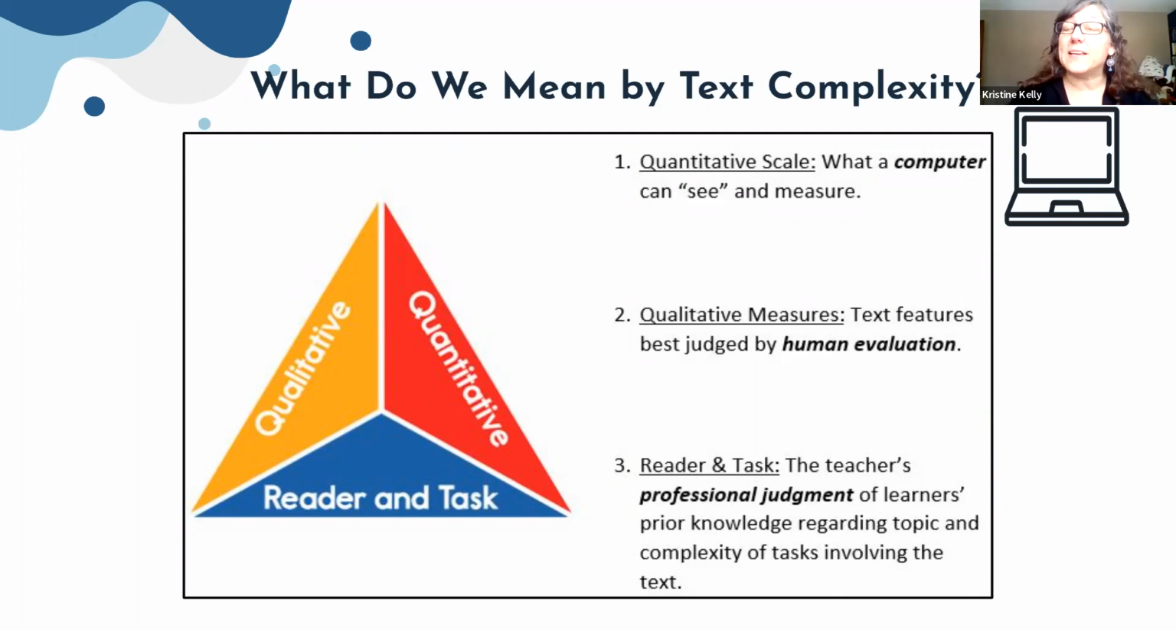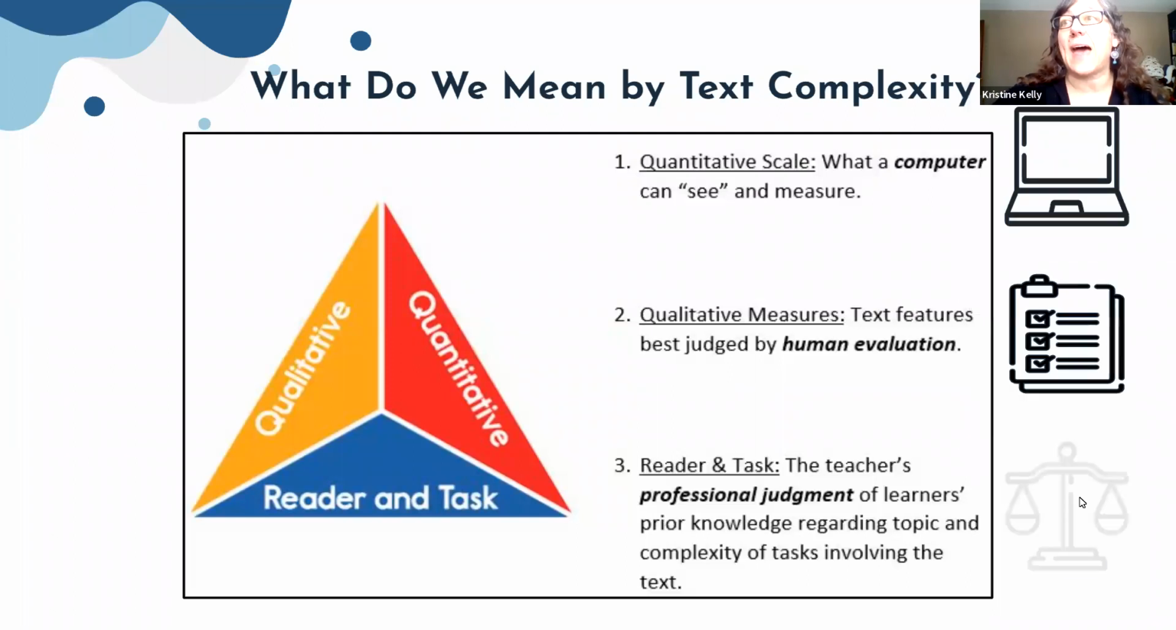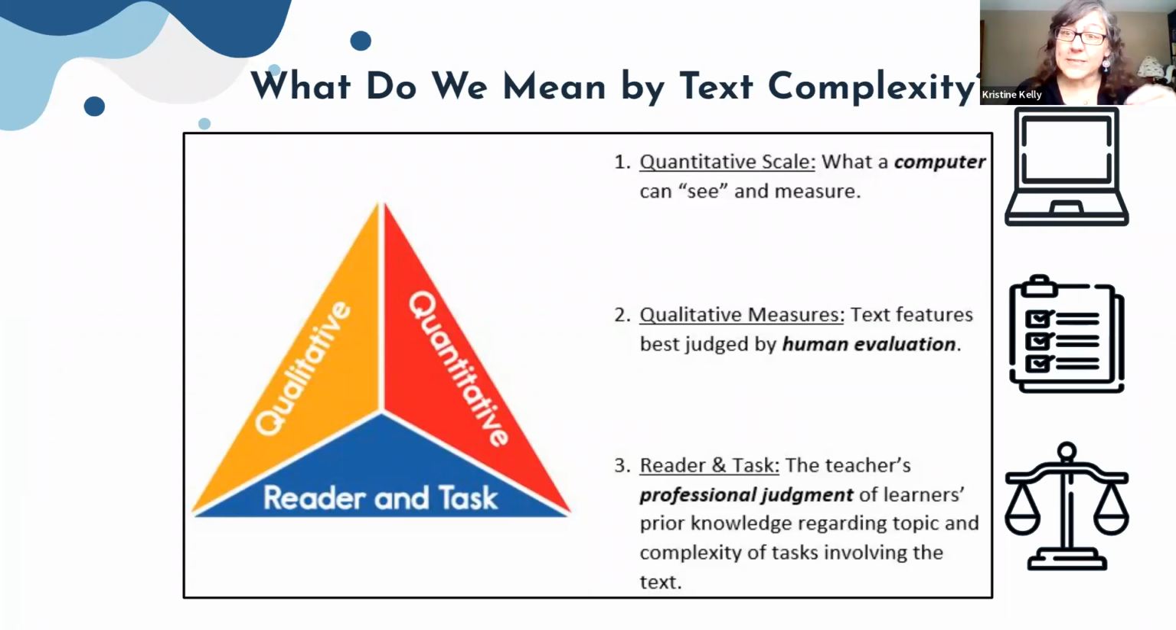And then finally, we also do the reader and task. And the reader and the task is our judgment then of who we have in front of us. So we then take a quantitative number, and then we take what we have learned about what features might be complex or seem to be complex. Then we look at the students in front of us and we go, what about this particular group? Or what about this student?